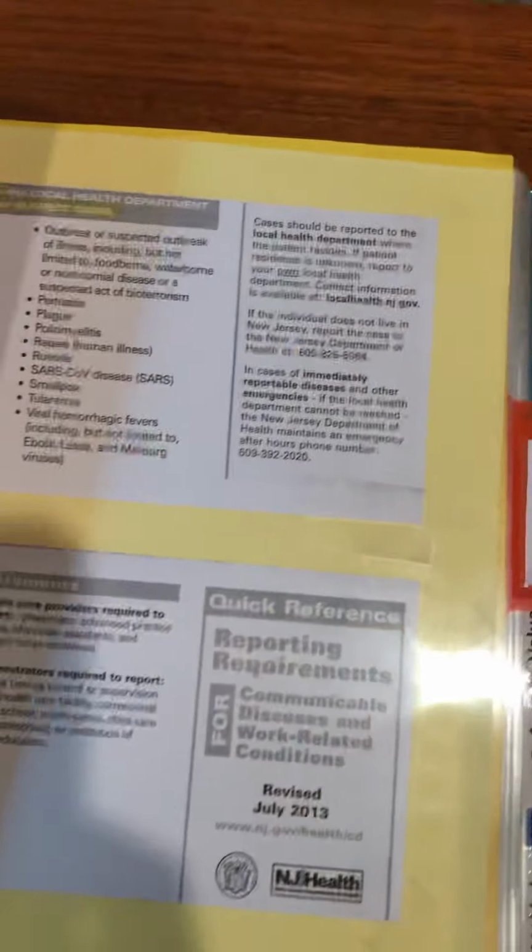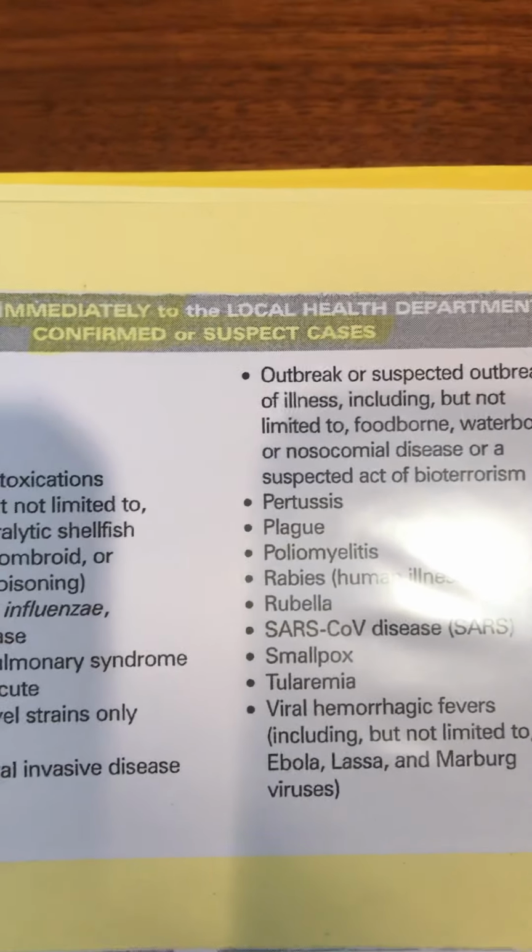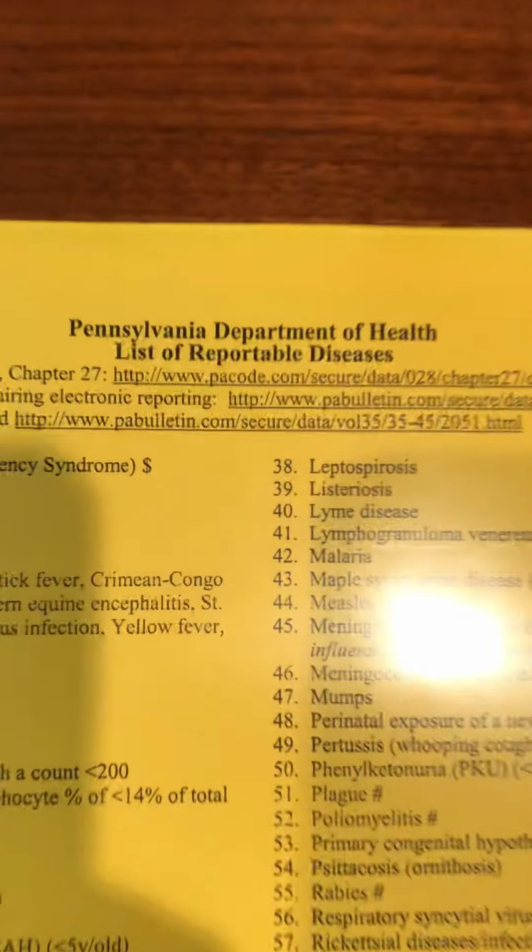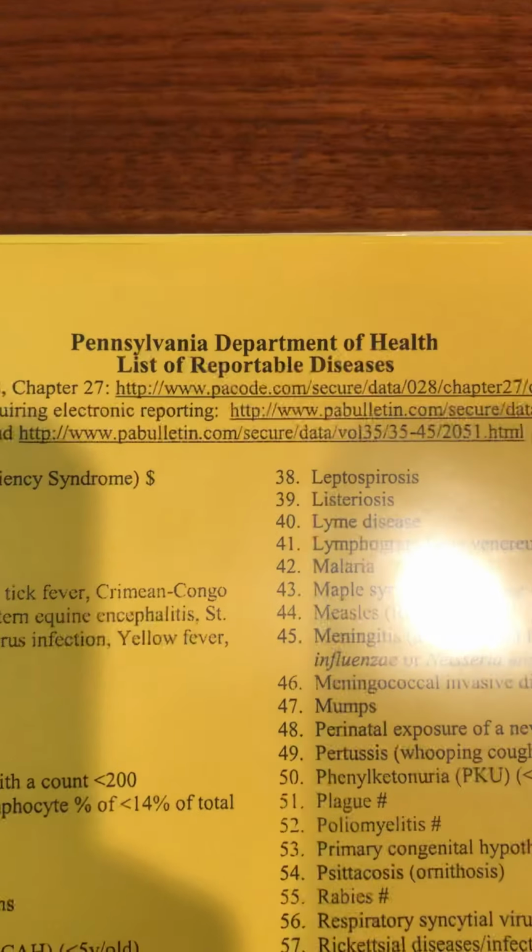I have reporting communicable diseases. This one is for New Jersey. This is their pamphlet. This is kind of the specifics of how to report to your local health department, what to report and how to do it. And that one also is for New Jersey. And then I have the same thing for Pennsylvania. Pennsylvania Department of Health list of reportable diseases. So that's my first section.